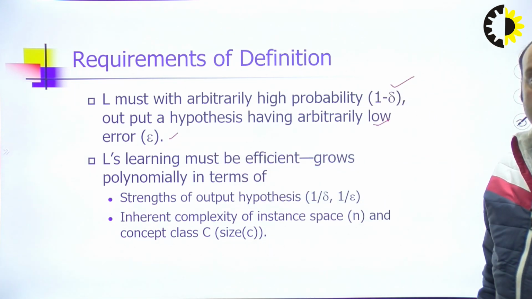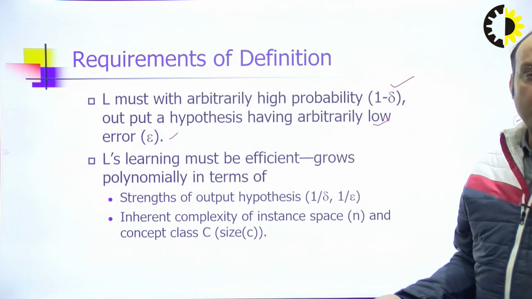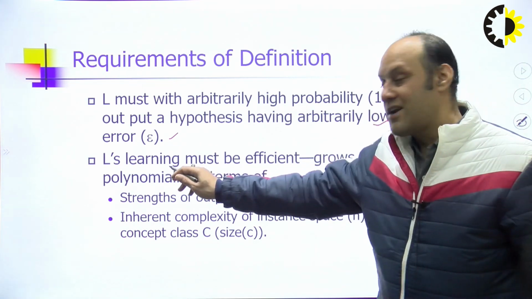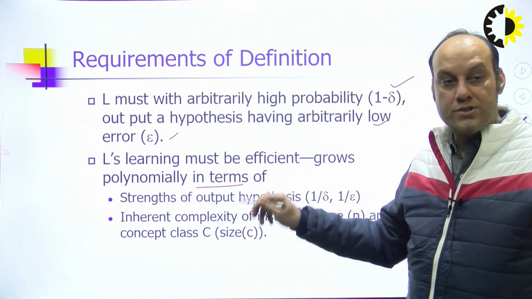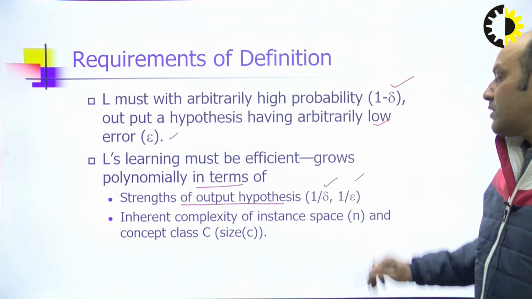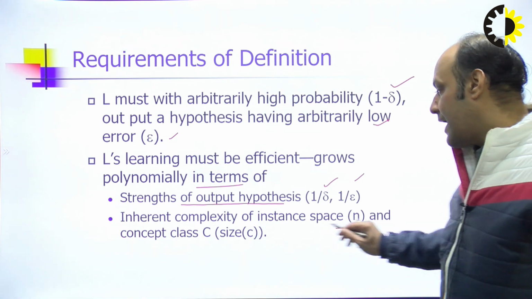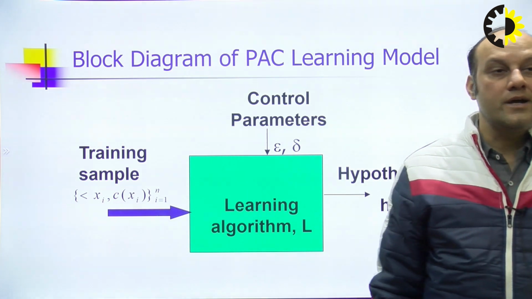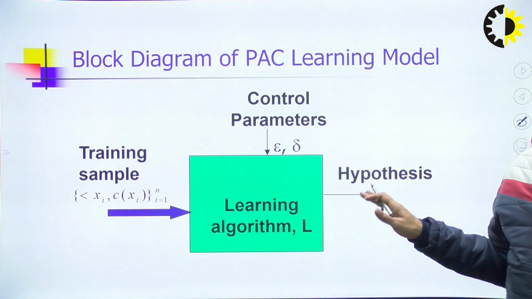Learning must be efficient. How is it efficient? If it grows polynomially. The learner's learning will be efficient if it grows polynomially. How does it grow? It will depend on the strength of the output hypothesis, 1 upon delta and 1 upon epsilon, and the inherent complexity of the instance space n and concept class C, which will tell the size of the concept. Okay, so we can represent this PAC learning with the help of a diagram.